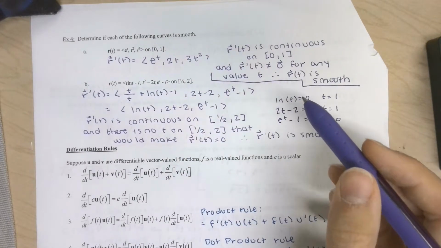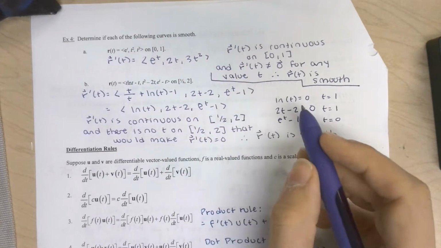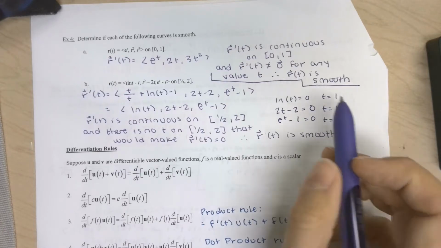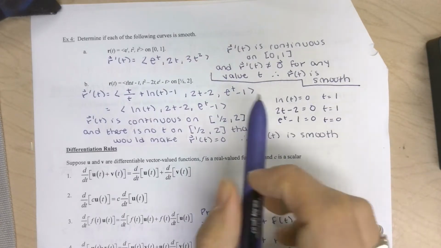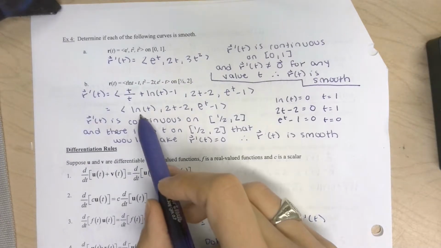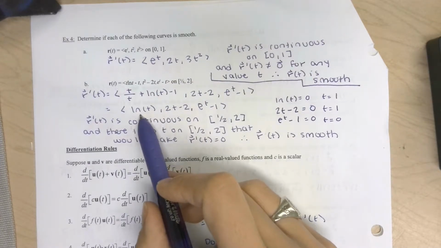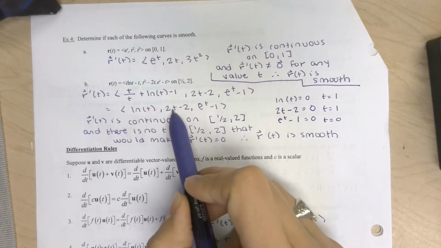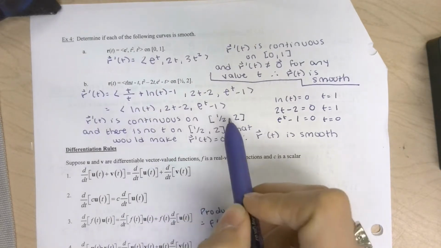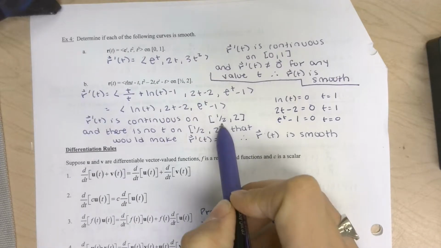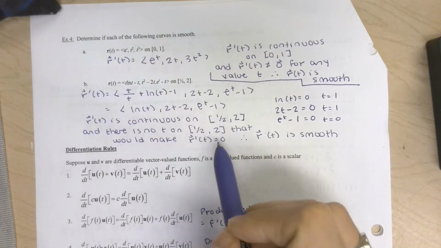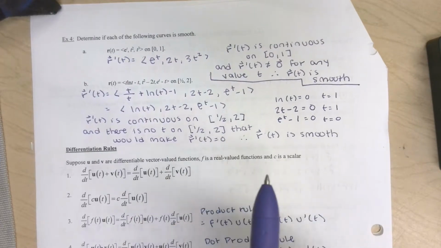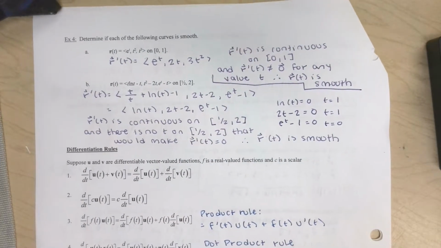Remember that the 0 vector means that the vector turns into 0, 0, 0 at the same time, for the same t we plugged in. Okay? Since we also know natural log is continuous from 0 to infinity, this is continuous everywhere, and this is continuous everywhere. On this interval, this function is continuous, therefore r of t is smooth. Okay, so just checking those two conditions.